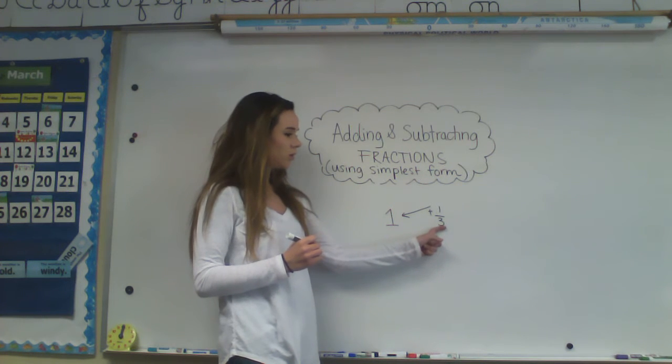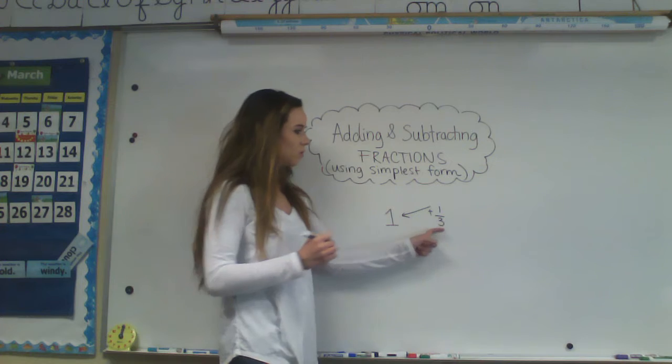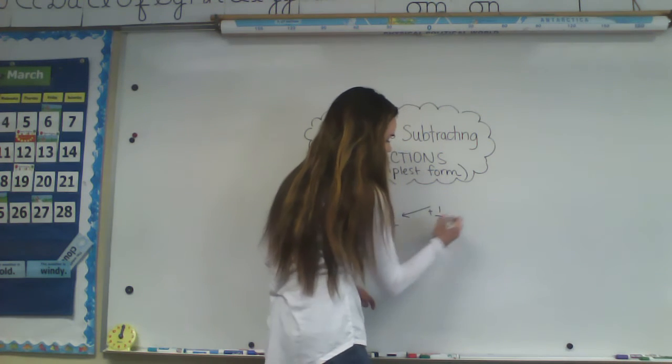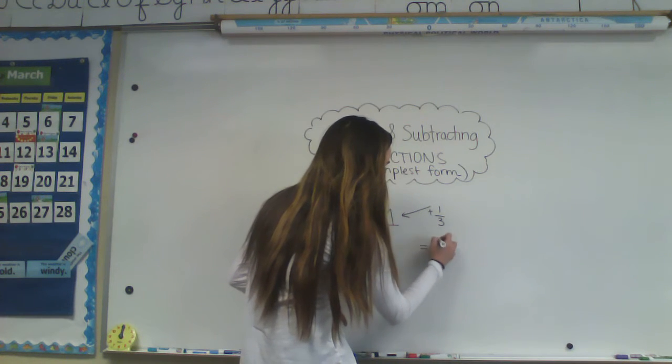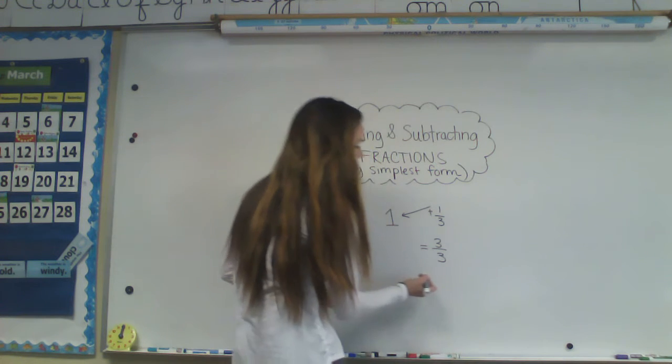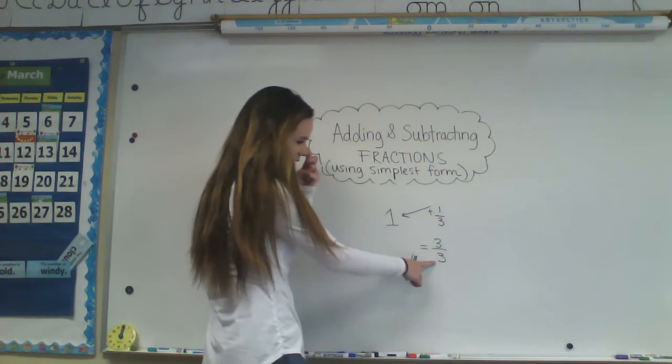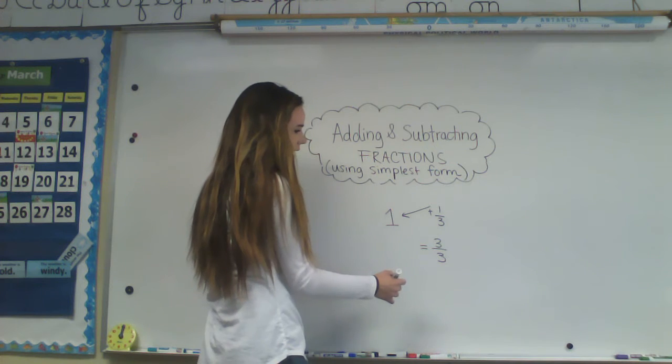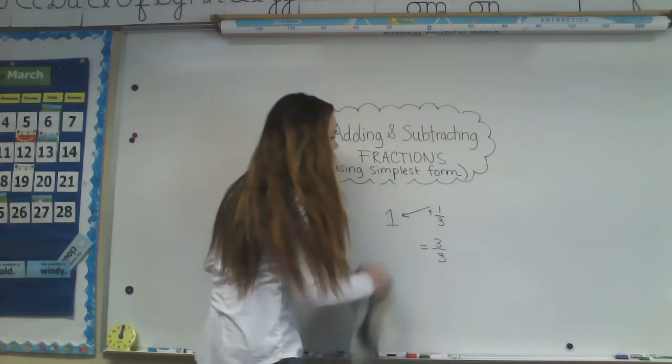Well, 1 whole of 1/3 would equal 3/3. So we need to find out, so this is our 1 whole. We need to find out how we got to 1 whole. Well, the way to do that, I'm going to erase this and show you.